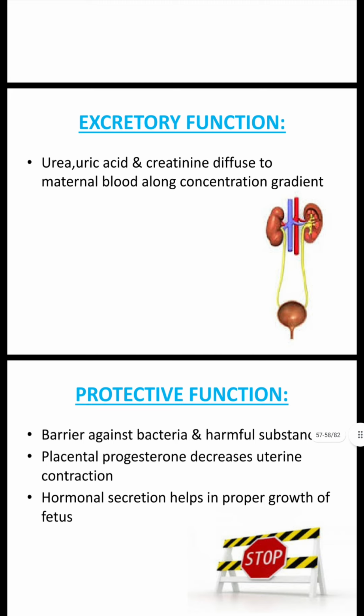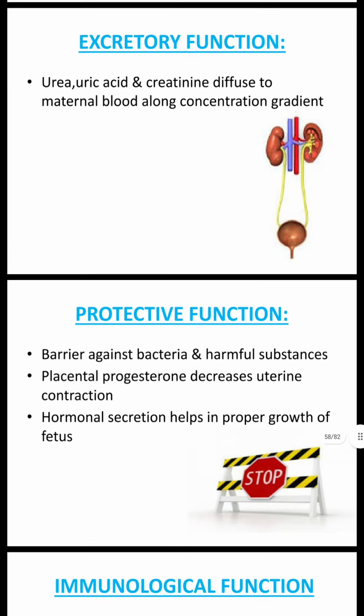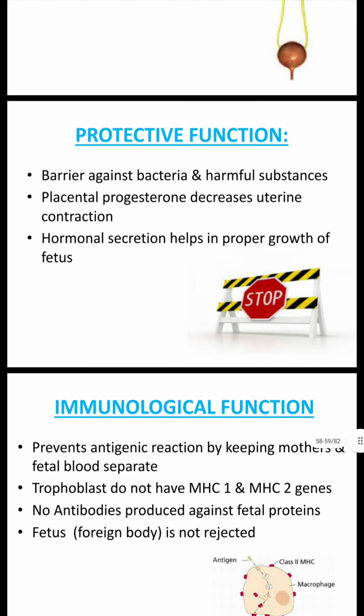Then it has an excretory function: urea, uric acid, and creatinine diffuse to maternal blood along the concentration gradient. Then it has protective functions, that is, a barrier against bacteria and harmful substances. The placental progesterone decreases uterine contraction. Hormonal secretion helps in proper growth of the fetus.